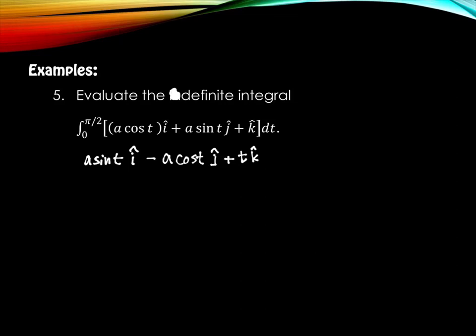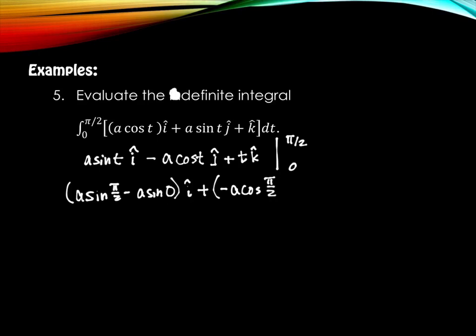Is that good for everyone? Okay. Then we're going to evaluate this at pi over 2 and at 0. While I could evaluate everything at pi over 2 and then everything at 0, it's easier to do the evaluation within each component. Within my first component, if I evaluate at pi over 2, I have a sine pi over 2 minus a sine 0, and that's i. Then I have negative a cosine of pi over 2 and minus a negative now, so plus a cosine of 0.